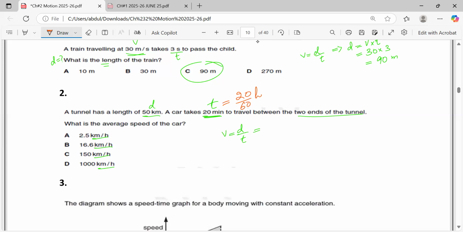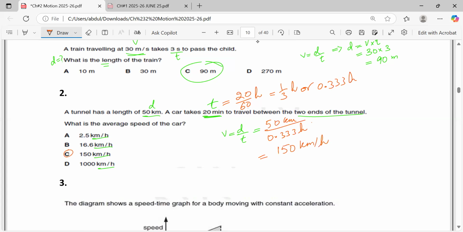So if we need to convert from minutes to hours, from a smaller unit of time to a bigger unit of time, we need to divide by what? By the common factor. And that is 60 because 1 hour has 60 minutes. So 20 over 60 will be equal to 1 over 3 hours, or I can say 0.333 hours. Now, distance is 50 kilometers over 0.333, but now it is hours. As you simplify, 150 kilometers per hour.